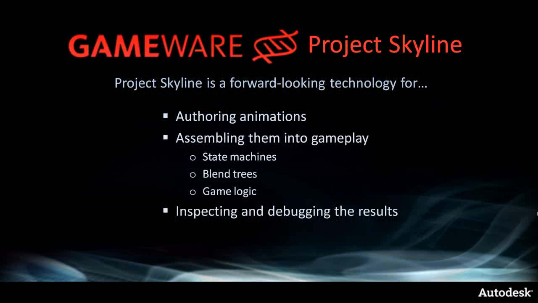So a little bit of front-end information about Project Skyline. It is, again, a forward-looking technology, and it's intended for a number of things: authoring animations, creating animations, as well as assembling them into gameplay, so building things like blend trees and state machines and general game logic, as well as inspecting and debugging the results. So basically being able to author animation in Maya, build something like an animation tree or state machine in Maya, and see that update dynamically in a live running game so that you can then go back and make changes to the original source files.